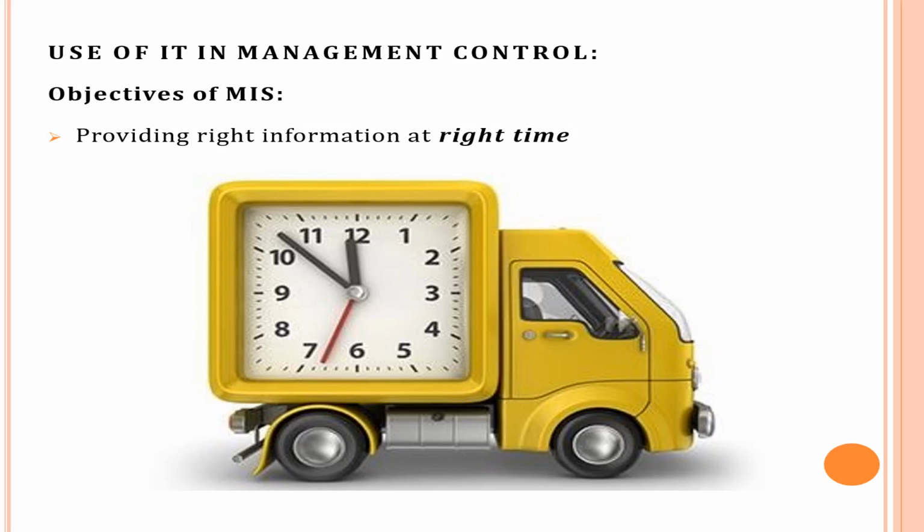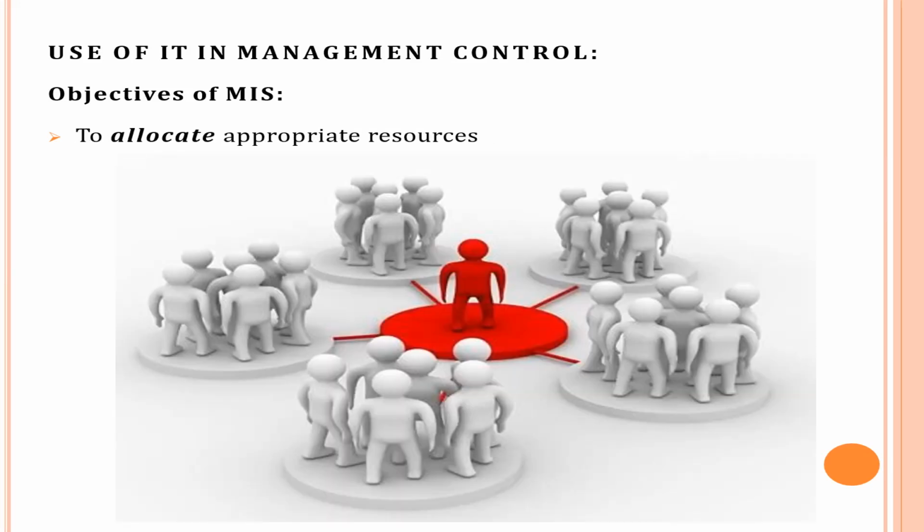The purpose and objectives of management information system is to provide the right information at the right time. There should not be any delay to take the correct decision, and to allocate appropriate resources immediately once the root cause is found.